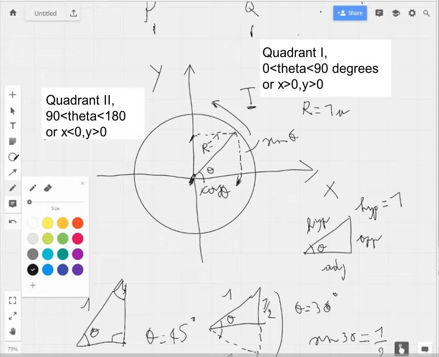Let's say we take an angle here. We take a radius here. See what happens. Again, to find the sine and cosine, we have to take the projection. So now the projection onto the x-axis gives us a negative value. So the cosine becomes negative, but the sine remains positive.